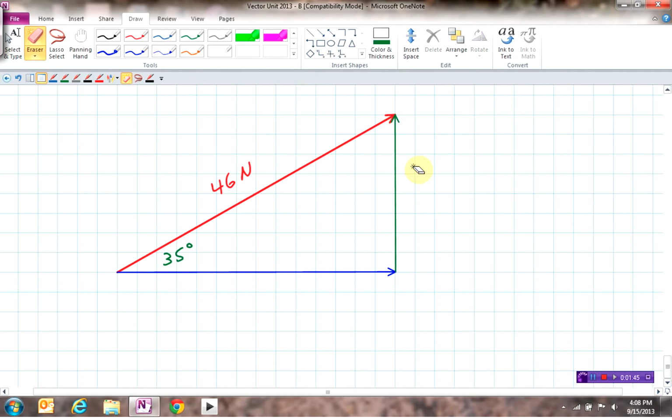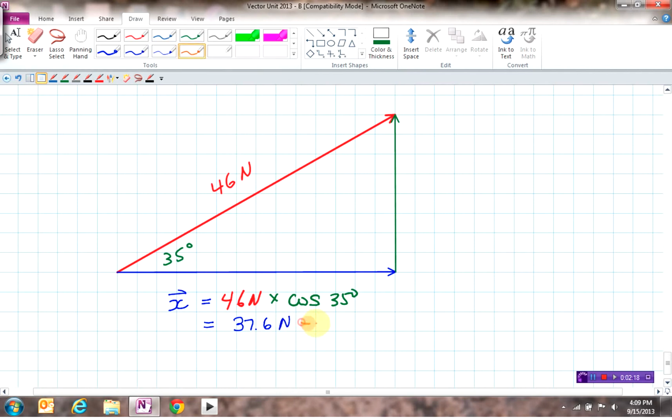Okay, let's deal with the horizontal component right in here. The horizontal component x will equal the original vector A, which will be 46 newtons, and we're going to multiply that by the cosine of 35 degrees. Adjacent to the hypotenuse, so we use cosine. Pull your calculator out, do the arithmetic. I believe you come up with 37.6 newtons in the x direction.